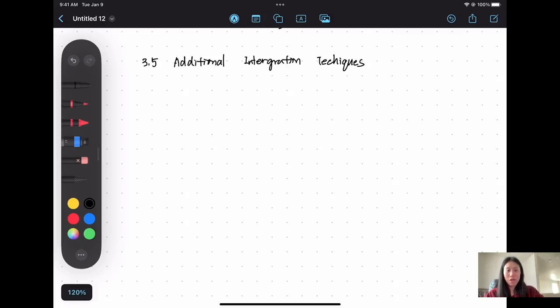So in this video, I'm going to talk about other additional integration techniques. So the first one is integration by parts.